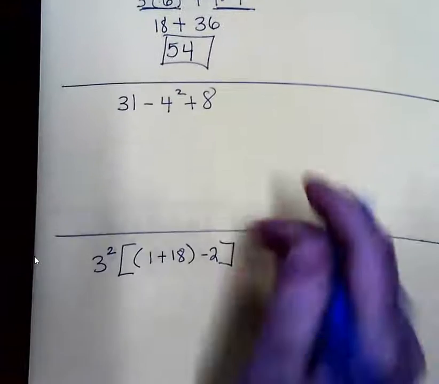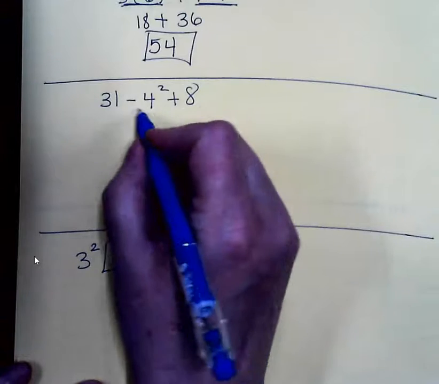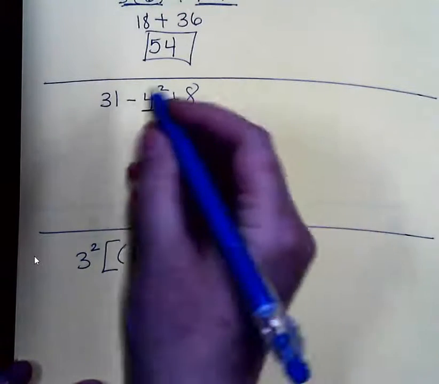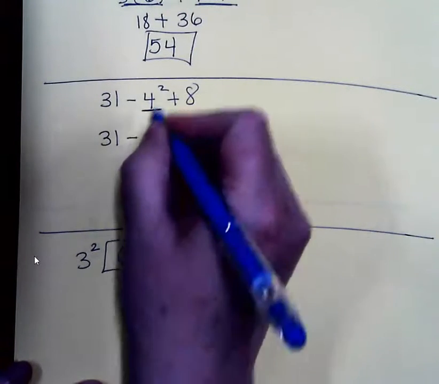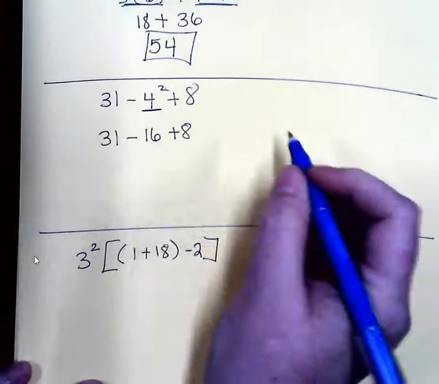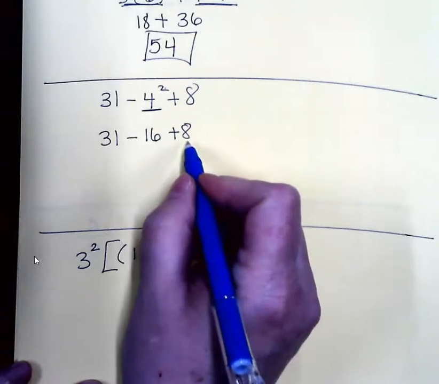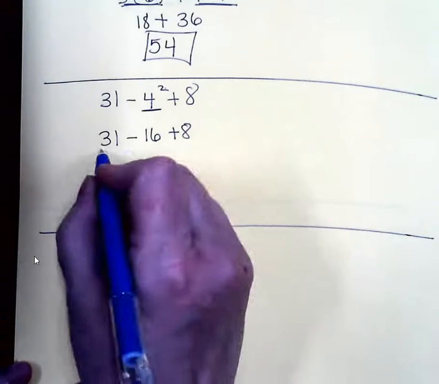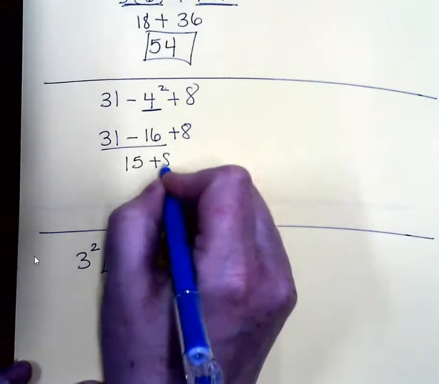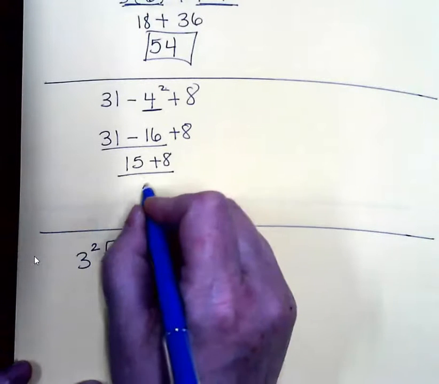All right, in this problem, my parentheses, no. My exponents, yes. So I'm going to do my exponents first. 4 squared is 16. And now I subtract before I add because that's what comes first. 31 minus 16 is 15. And then 15 plus 8 is 23.